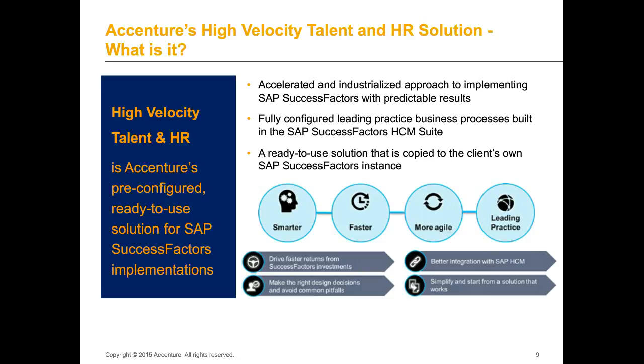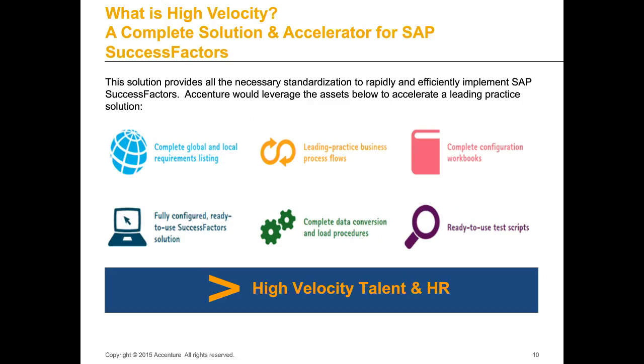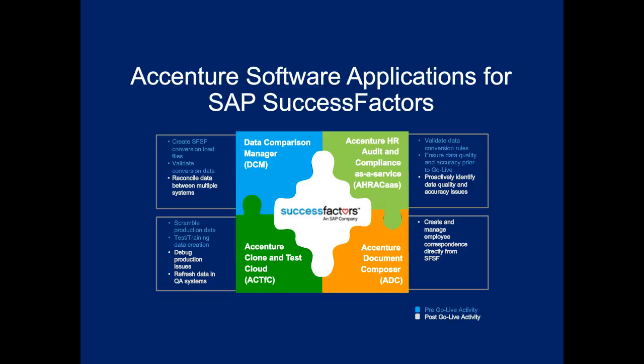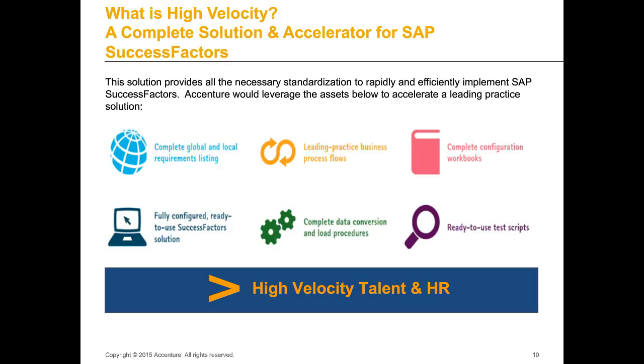Okay? And I think in general, we expect that the projects that are done with the High Velocity Talent and HR solution from Accenture are about 30% faster than other projects. Okay? So why? Well, what we're doing is we're coming to the table basically with a pre-built solution. So this is an end-to-end pre-built solution. This means that we start off with a predefined process. We would walk through the process flows with you, discuss where we need to change, where it's okay to stay, and kind of different outliers.